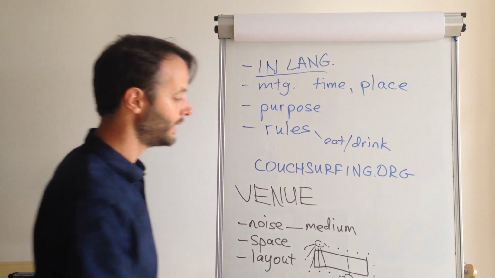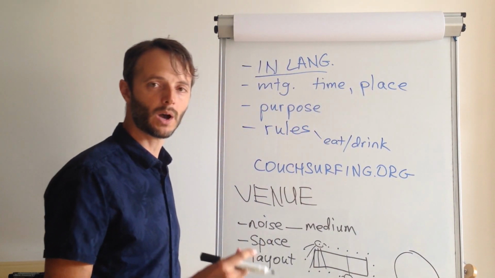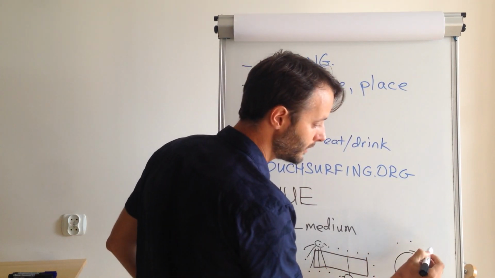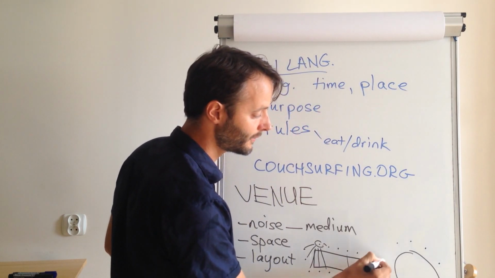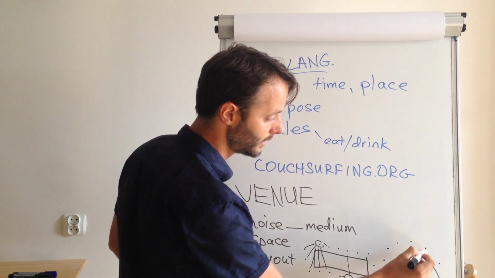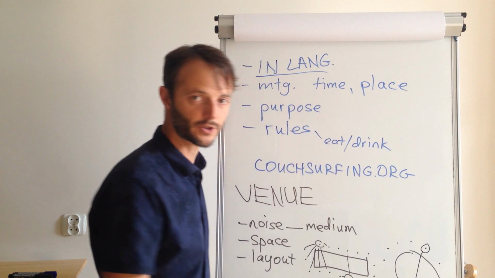When you have a table shaped like this, something wide and thick or circular, people end up staring at each other from the opposite side of the table. Now if I'm over here, I'm looking at this person, but I can't actually have a one-on-one conversation with him.